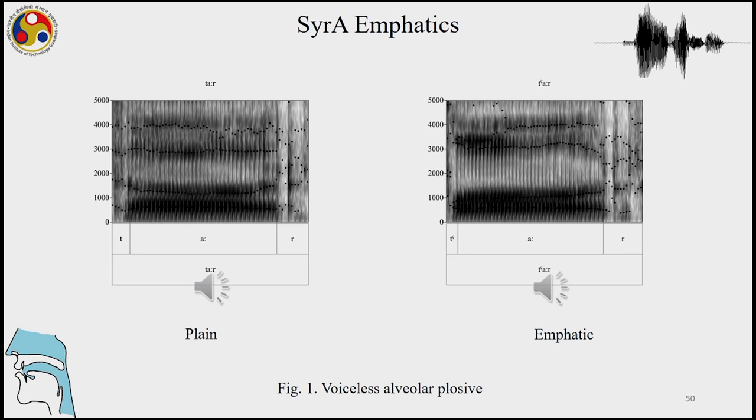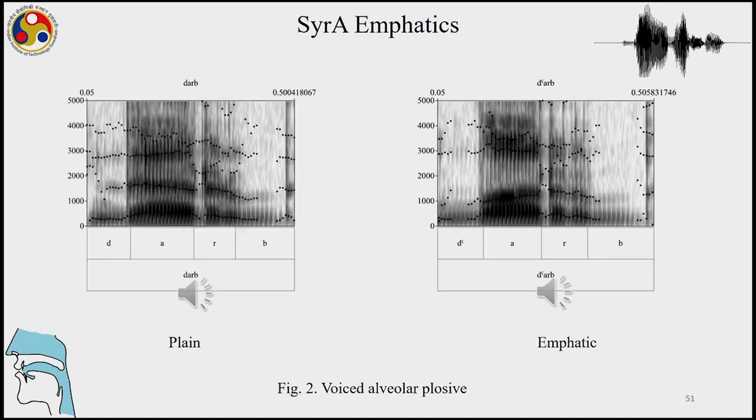That's a plain obstruent, a plain stop sound, plosive sound. And this is an emphatic, which is glottalized. So this is a voiceless alveolar plosive in Syrian Arabic, which can contrast based on whether it is an emphatic or a non-emphatic. So it's a plosive, either it's this one or this one with a glottalized quality to it.